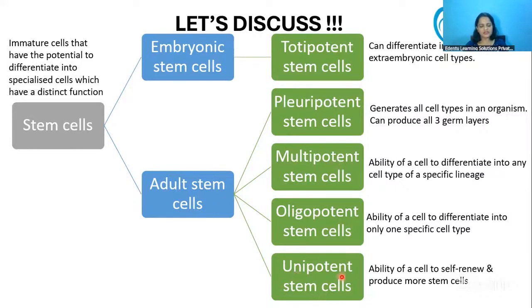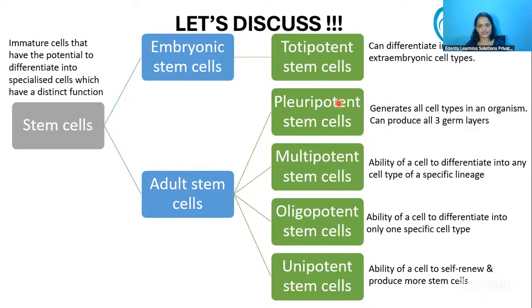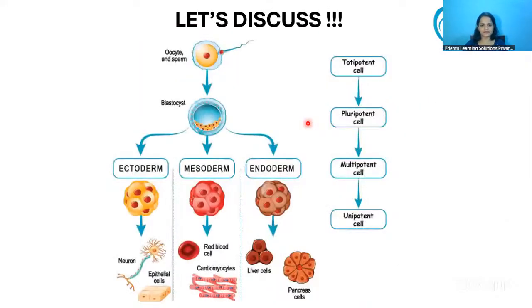Unipotent stem cells, again more and more specialization, have the ability of a cell to self-renew. Basically, the basal cells in the epidermis will just self-renew and produce more stem cells. So this is the hierarchy of stem cells, you can say, starting from totipotent stem cells to pluripotent stem cells. In the question, it was asked: what do you mean by pluripotency? It is the ability of a cell to differentiate into all cell types of the body. These pluripotent stem cells can produce all three germ layers. So this is the basic hierarchy picture you can see.